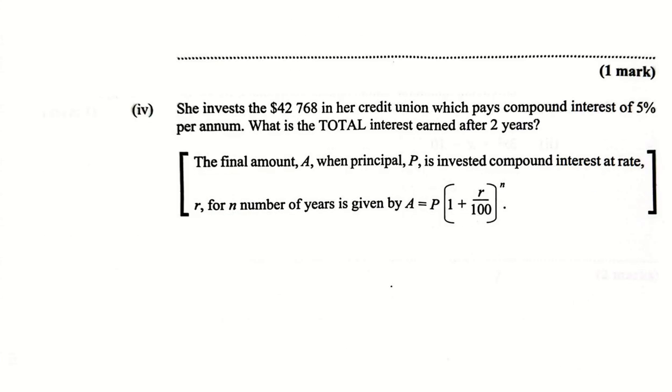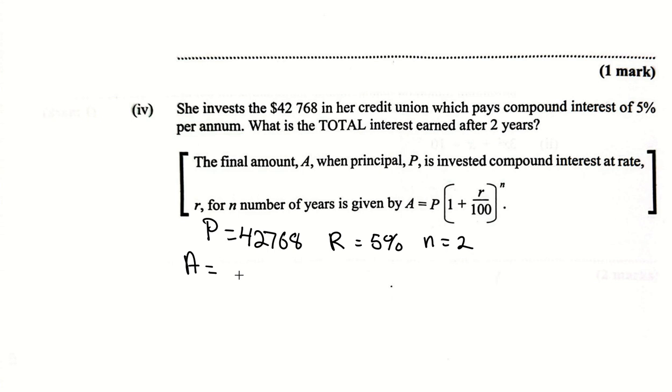Let's look at the last part. She invests the $42,768 in a credit union, which pays compound interest of 5% per annum. What is the total interest earned after 2 years? Now they gave you the formula. They want to know the total interest, so that is not the total amount, the total interest. So amount is equal to a principal. The principal is the amount invested, $42,768. Your rate is 5%, and n, which is the number of years, is 2.